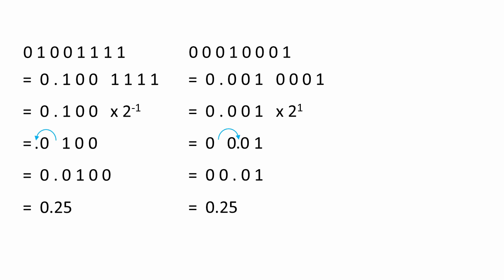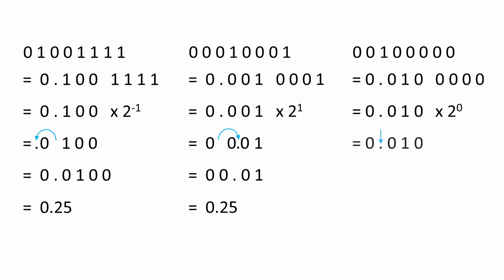This is also 0.25. Here's another example, a different binary number. We'll convert it into denary using the same method. This time we're not floating the point at all because we have an exponent of 2 to the power of 0. And once again we have 0.25.